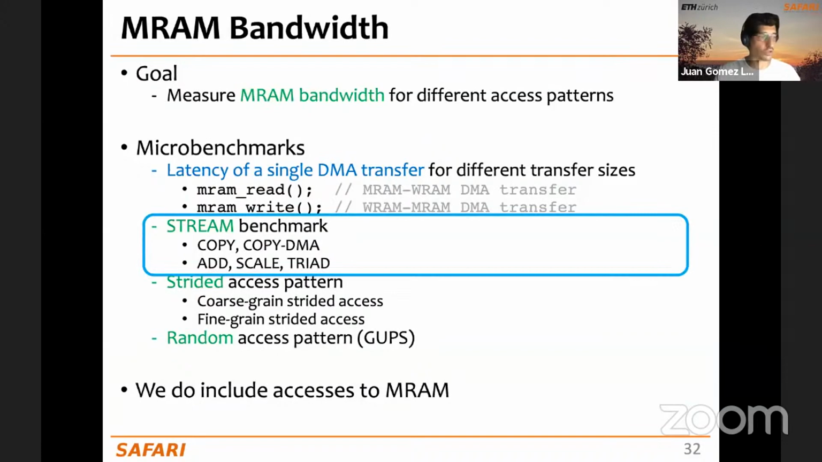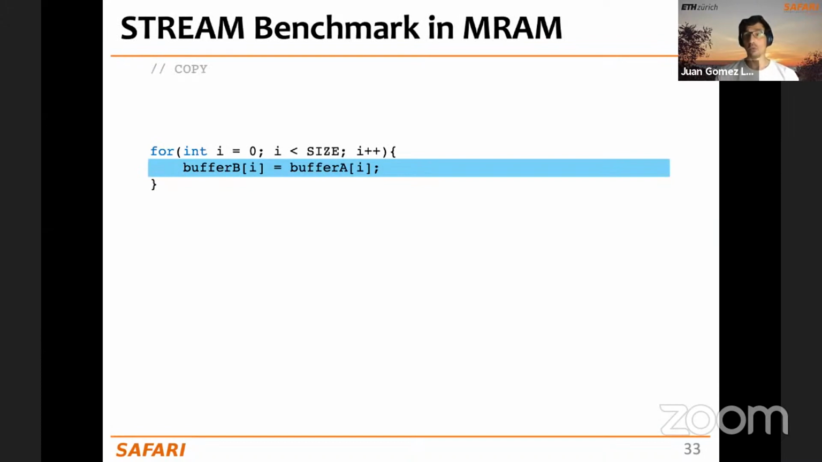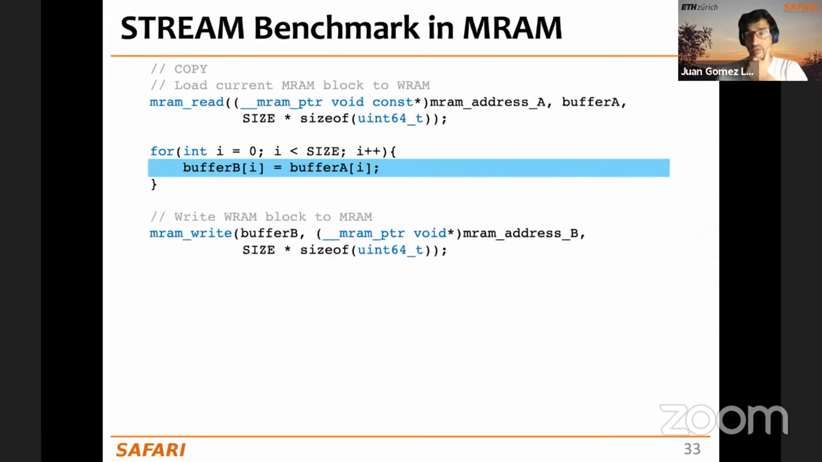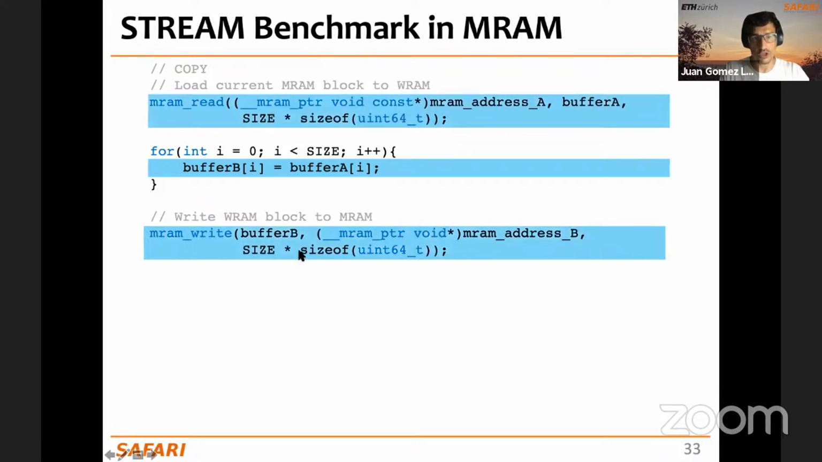Okay, now let's take a look at our next microbenchmark, which is the stream benchmark. As I said, we have 2 versions of copy, and let me show you the differences between these 2 versions. We have the version that we call copy, in which we have this MRAM read. So we are reading something from MRAM to WRAM, and then we stream over this array in WRAM using this for loop, exactly the same as the microbenchmark that we use for WRAM, and then we finally write the WRAM block back to MRAM, as you can see with this instruction here.